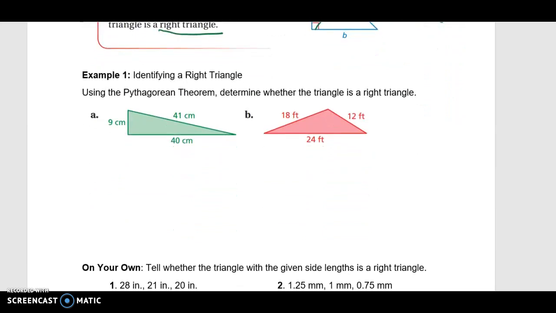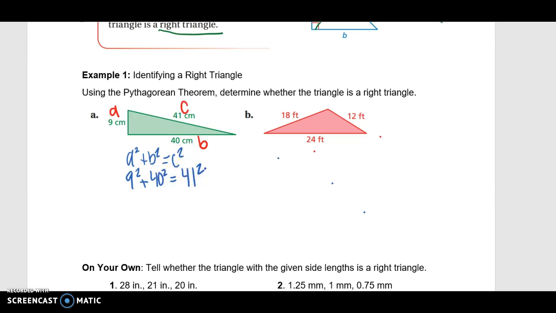So the very first thing we always do is write the formula. So a squared plus b squared equals c squared. I'm going to label all three sides. So I know my longest length is c. My longest length right here is c. And I'm going to label 9 as my a and 40 as my b. So now I'm going to go on to the next step and plug into my formula. So my a I said was 9. My b I said was 40. And my c I said was 41.